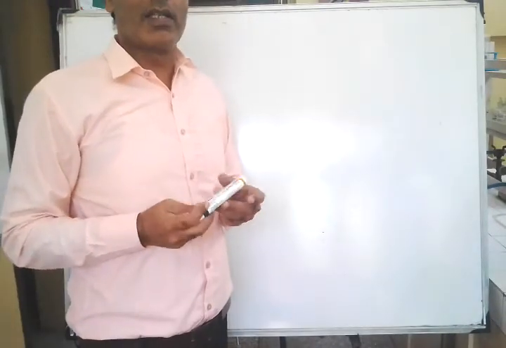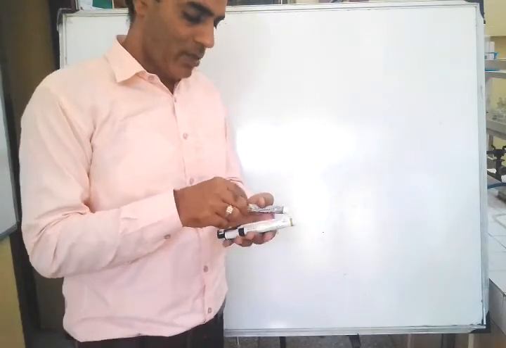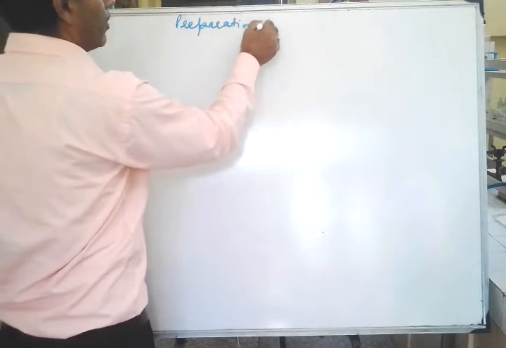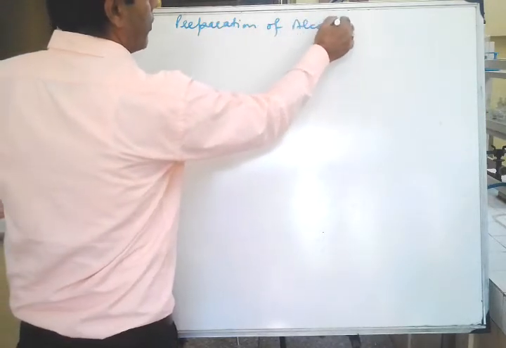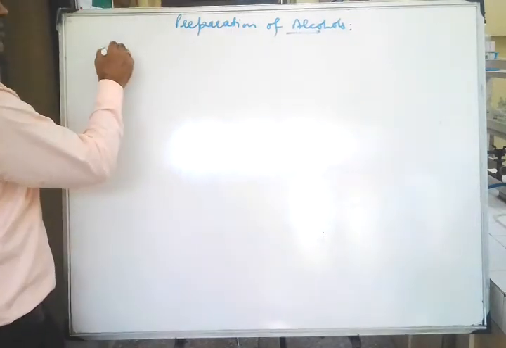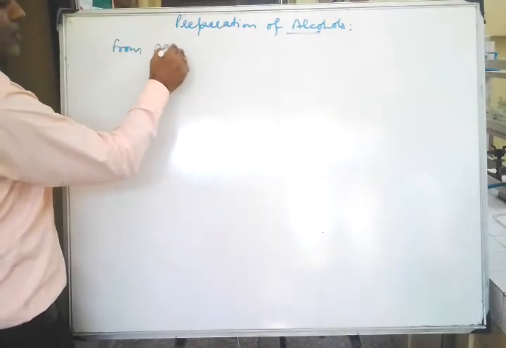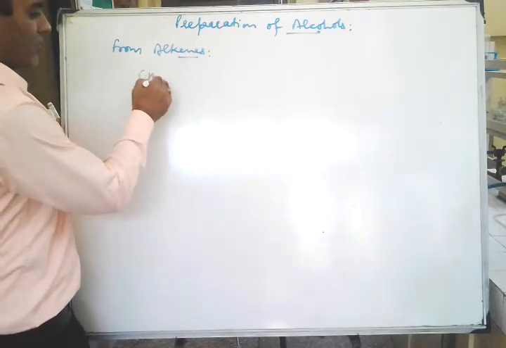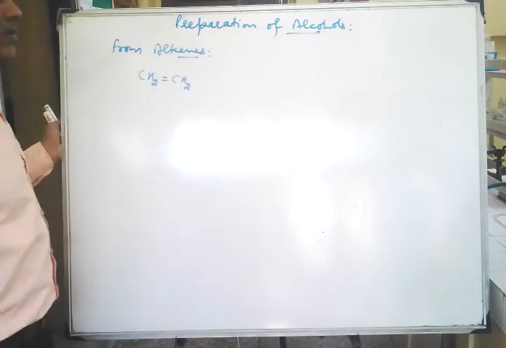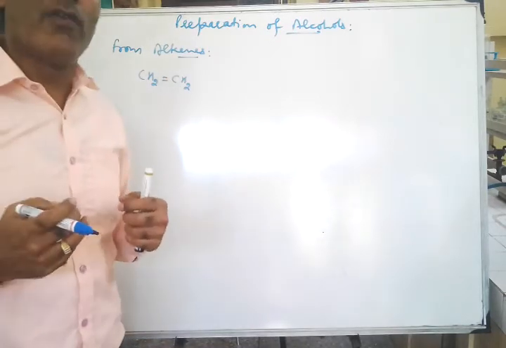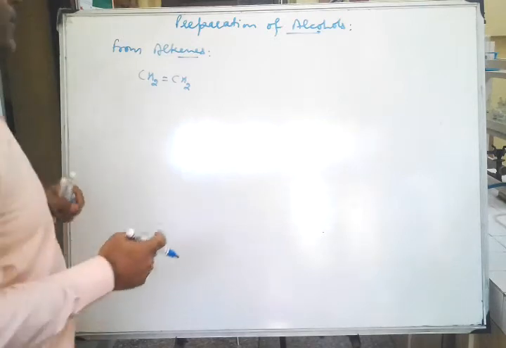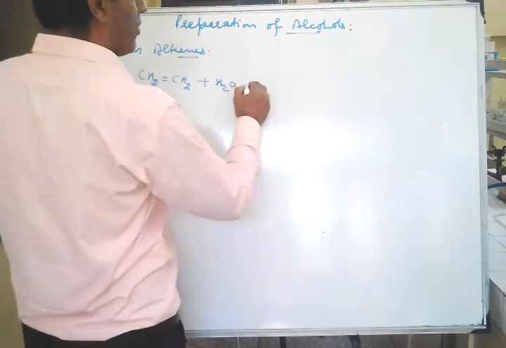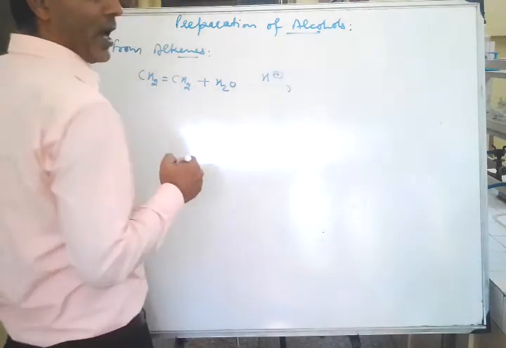Hello students, today we will discuss the preparation of alcohols. The first preparation is from alkenes. First of all, we will take the simplest alkene, CH2=CH2. From alkene, the reaction involved is hydration in the presence of a catalyst. Hydration means addition of water in the presence of a catalyst like acid.